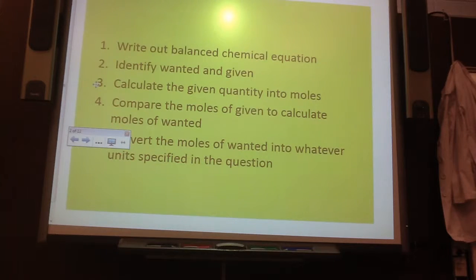Excellent. So keep in mind the 5 steps for stoich. You don't have to write these down again, but we write our balanced equation, we identify wanted and given, calculate your given moles, compare the moles of given to calculate moles of wanted, and then convert the moles into whatever units specified in the question. Okay? In these particular questions about gases, it might be things like volume, because that's usually when we measure an amount of gas.